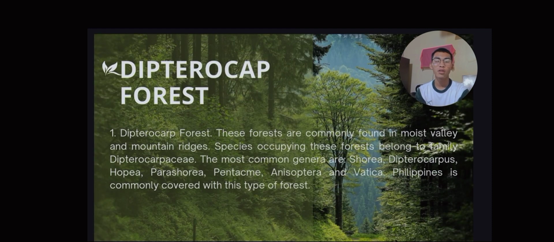Dipterocarp forests are commonly found in moist valleys and mountain ridges. These forests belong to the family Dipterocarpaceae.